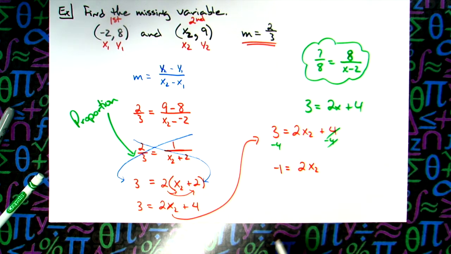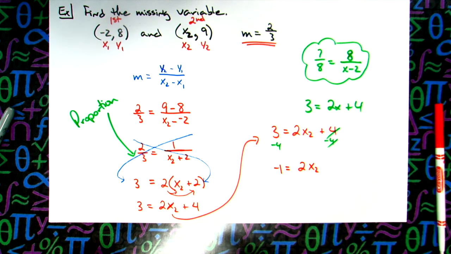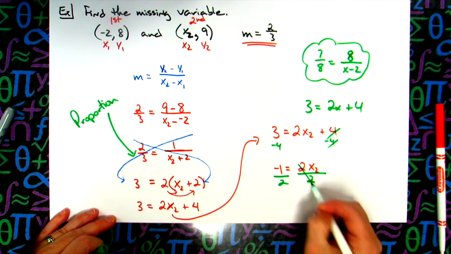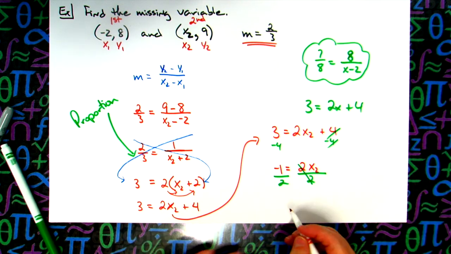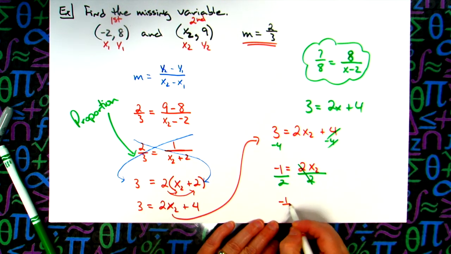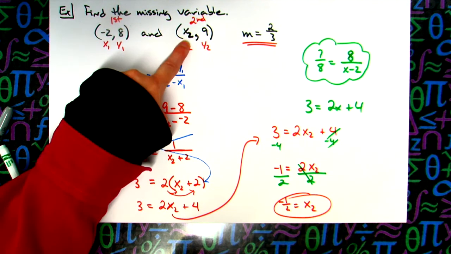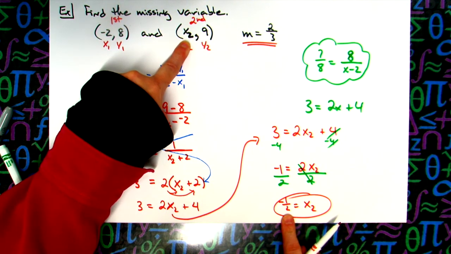How do you get rid of the coefficient in front of a variable? Divide both sides by 2. Which means I'm just going to leave that. Negative 1/2 is equal to x sub 2. That's my missing number that goes right there, negative 1/2.